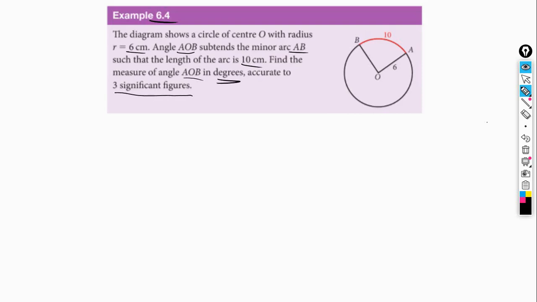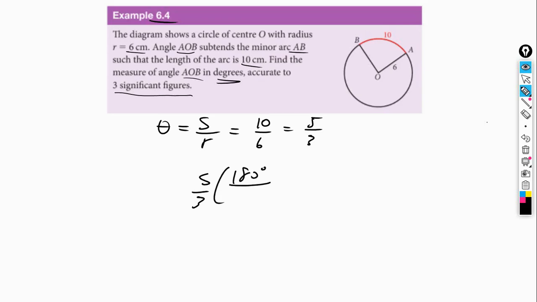So recall that we have that theta is simply going to be the arc length over the radius. So in this case, it's going to be 10 over 6, which is 5 over 3 radians. But we need to convert this to degrees. So this would be the same as 5 thirds times 180 degrees over pi. And this is going to give us approximately 95.5 degrees, accurate to 3 significant figures.